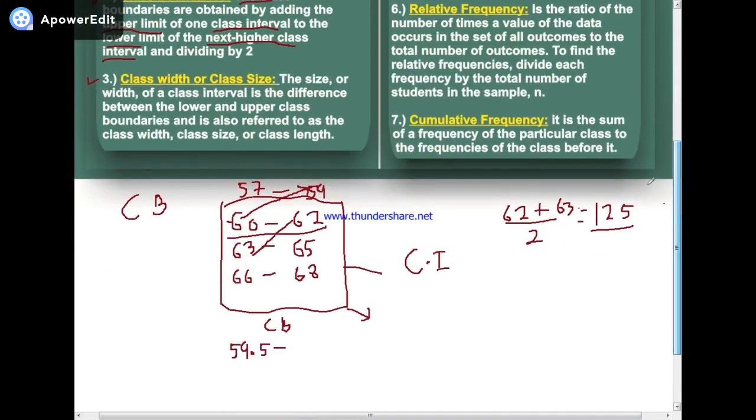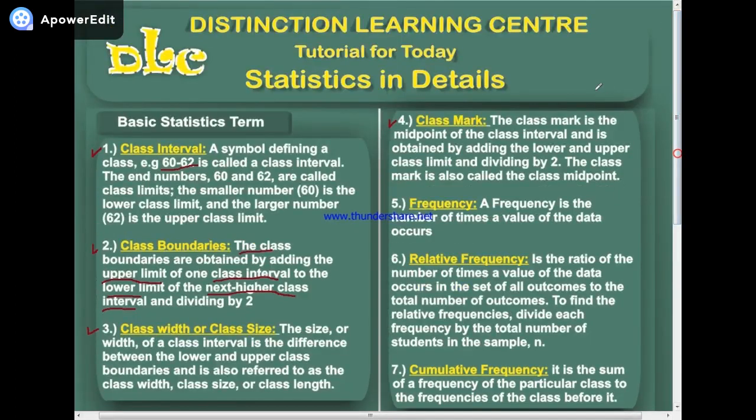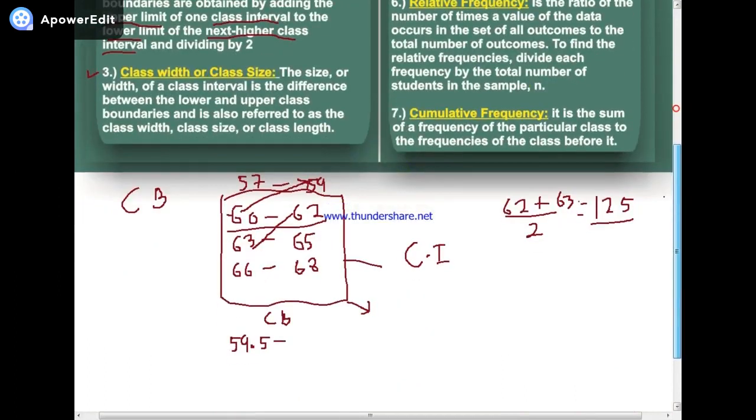Now what are they trying to say there? They say that you are going to add the lower class limit with the upper class limit and divide it by 2. The lower and upper class limit will be added together and divided by 2. Now this is our lower class limit, and this is our upper class limit. So that means we are going to add it together and divide it by 2. So that means we add 60 plus 62.